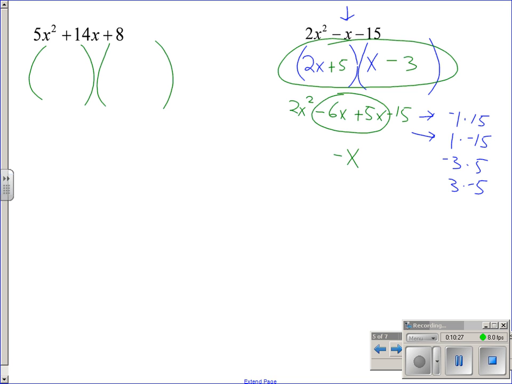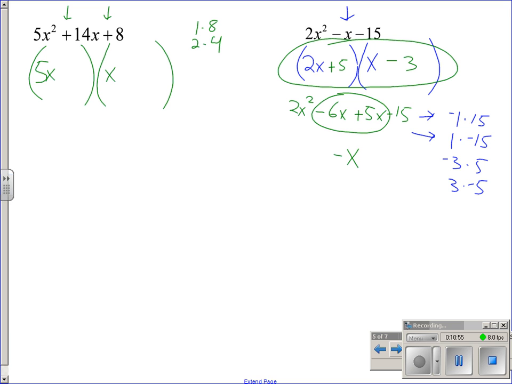Okay, to get 5x squared, you've only got one possibility, 5x times x. Now we're trying to get to 8. So it's a positive 8, so 1 times 8. And notice how everything is positive. Okay, there is some clues with the signs there. Because everything's positive, you're not going to deal with any negatives. So we don't have to worry about that. And 2 times 4. Those are our only options.